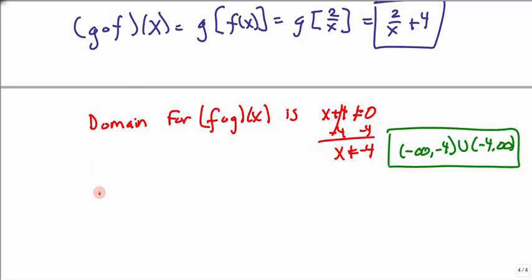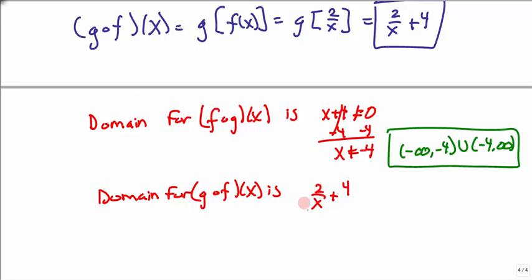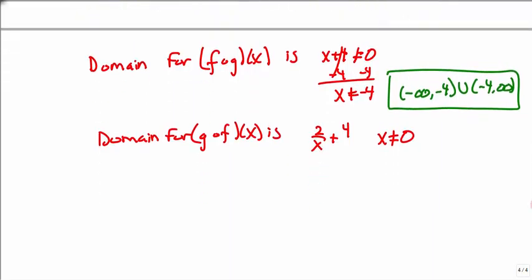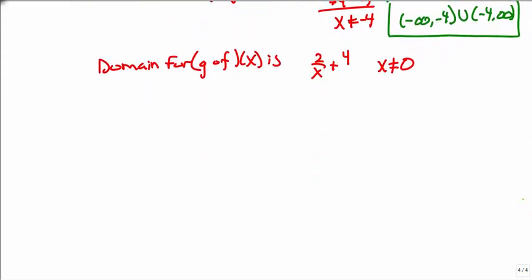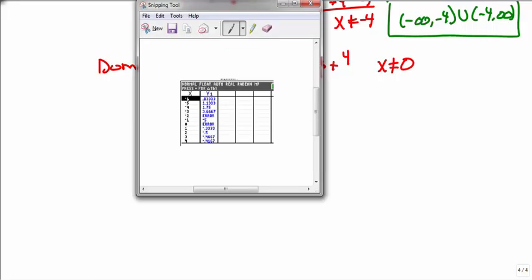Let's go ahead and look at the domain for g of f of x. Okay, so that was the 2 over x plus 4. Well, if we look at this one, the only problem is our denominator here is that x cannot equal 0. So I'd have to say 0 should be excluded from the domain. So you have to keep track of your domain, just like we always do when we're working with these types of functions.